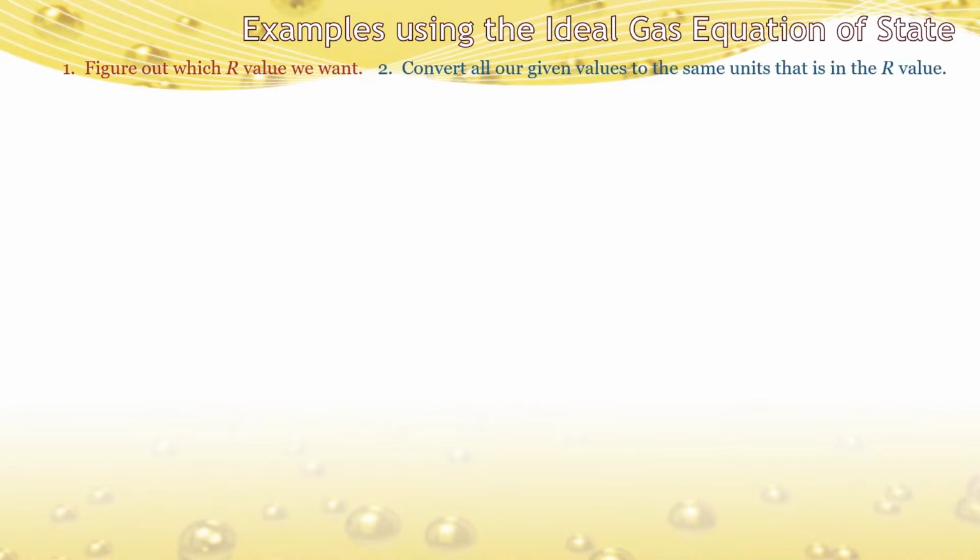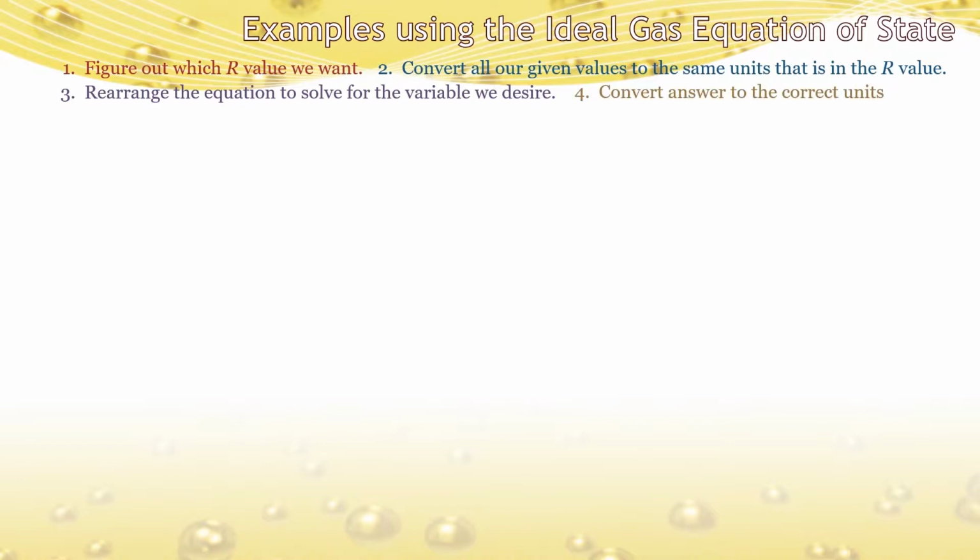We want to use the equation of state to solve some typical ideal gas problems. In doing these problems, we first want to figure out which R value we want to use, then convert all our given values to the same units that is in our R value. We then rearrange the equation to solve for the variable we desire, and finally, we're sure to answer the problem in the units that were asked, which might mean a final conversion at the end.